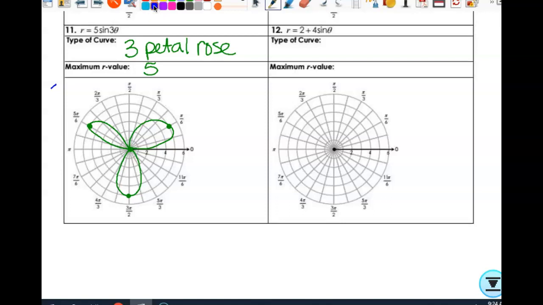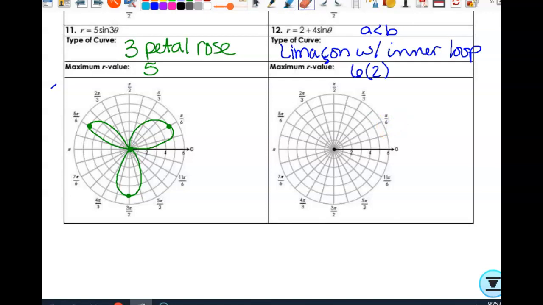Alrighty, so number 12, we have 2 terms. So here A is less than B. If A is less than B, what do we end up with? Limaçon with inner loop. Good. Limaçon with inner loop. So this question only asks me for the maximum R value, but I actually have 2 R values that are important to me. To find the maximum R value, I add the 2, so 4 plus 2 is 6. And to find the other one I need, I subtract, so 4 minus 2, which is 2. So I'm just going to put it in parentheses. That way I already have my information.